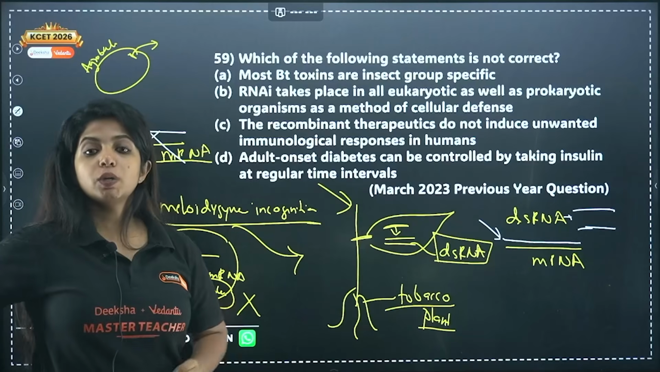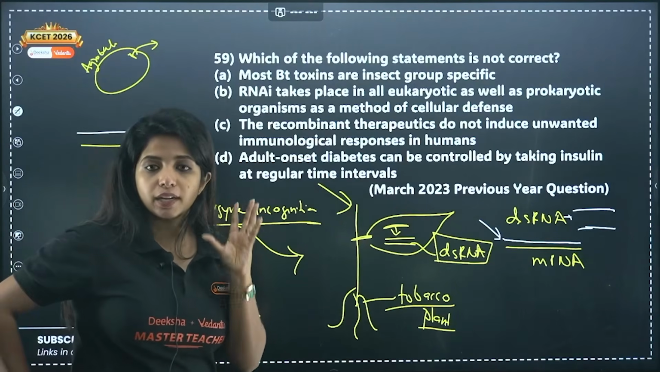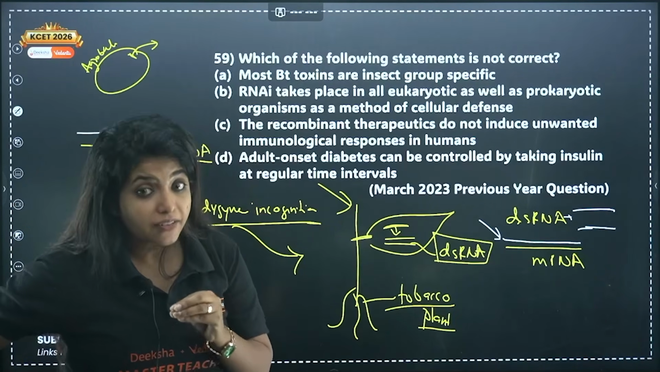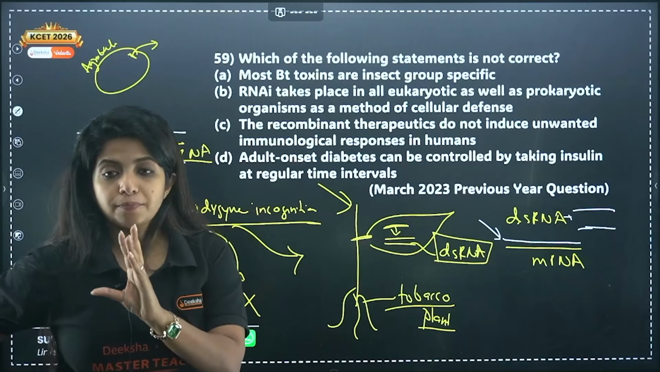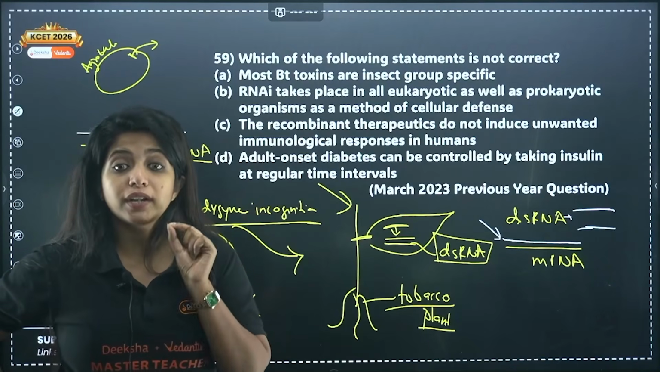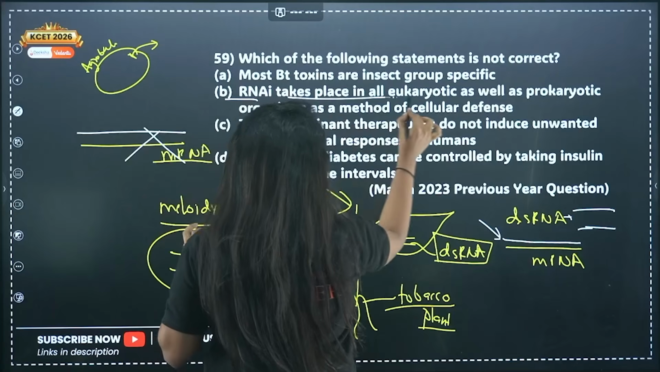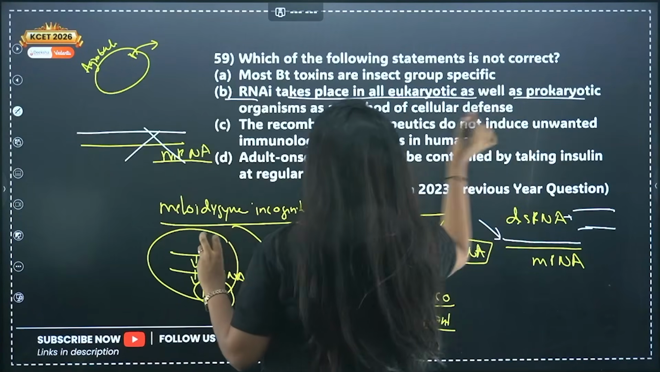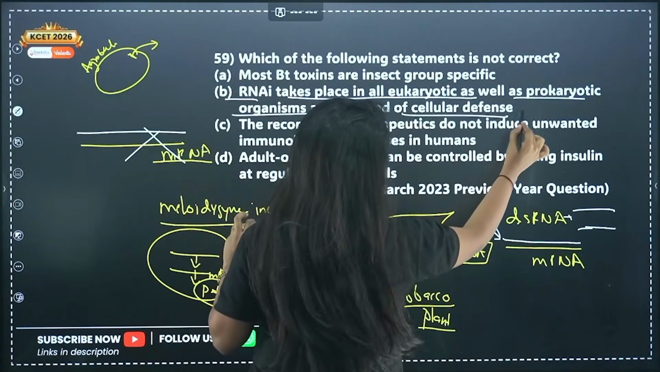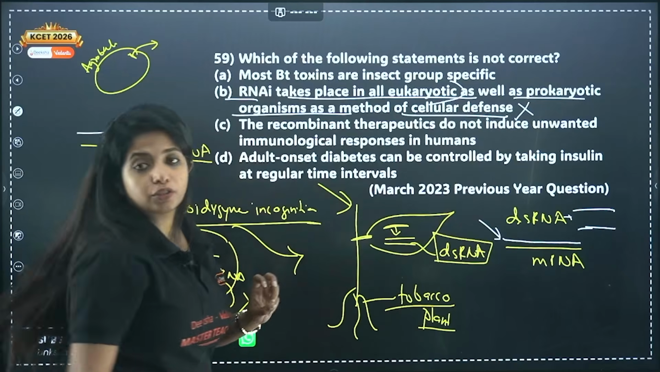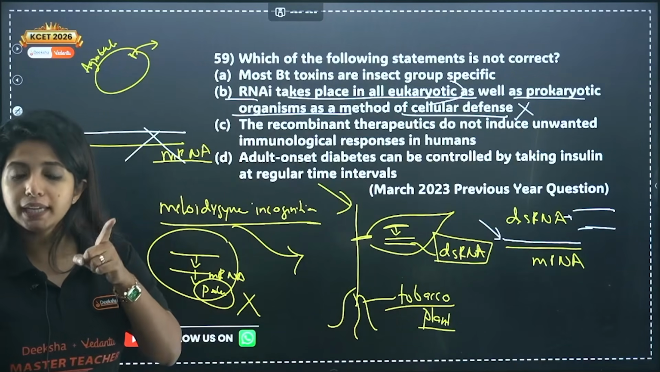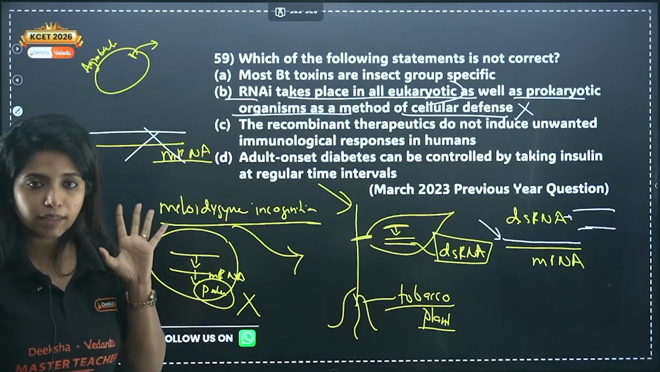Now, this is actually a natural defense mechanism that eukaryotes have. Prokaryotes do not have this as a natural defense mechanism. So, RNA interference takes place in all eukaryotic as well as prokaryotic organisms as a method of cellular defense. Wrong. Only in eukaryotes. It happens only in eukaryotes. You need to know that.